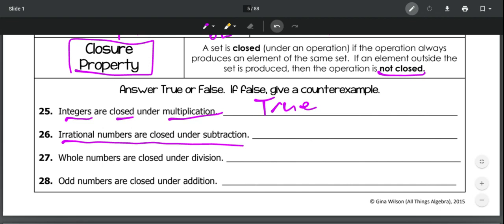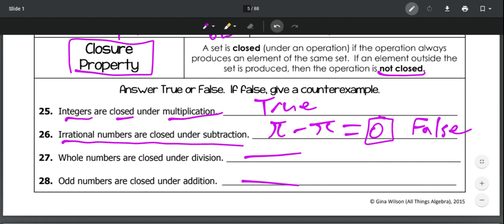I'm going to do this one as well. It says irrational numbers are closed under subtraction. Now, can I find a counterexample to that? And the answer is yes. This basically means, can I take two irrational numbers and subtract them and always get an irrational number? And the answer is no, because if I take pi minus pi, that's going to give me 0. And 0 is not an irrational number. 0 is a rational number. Therefore, this is false. Okay? So we just proved it was false, basically.